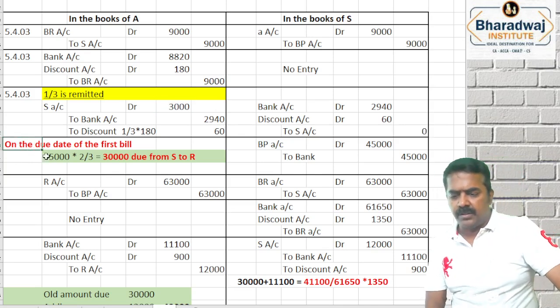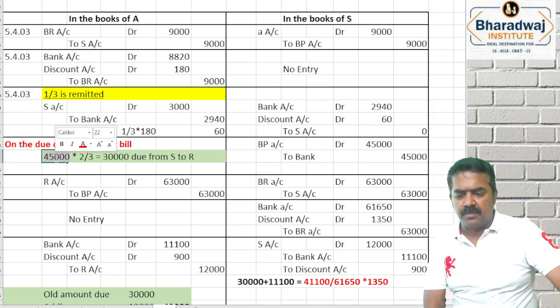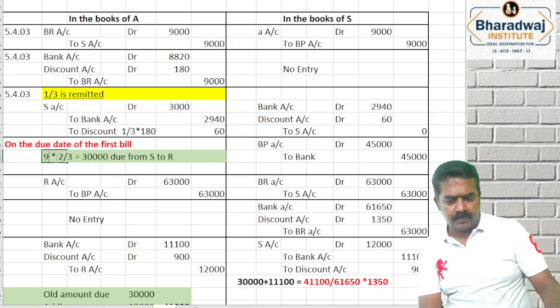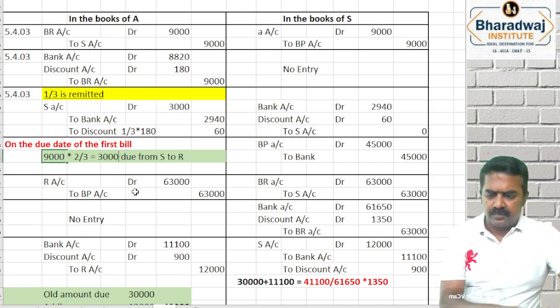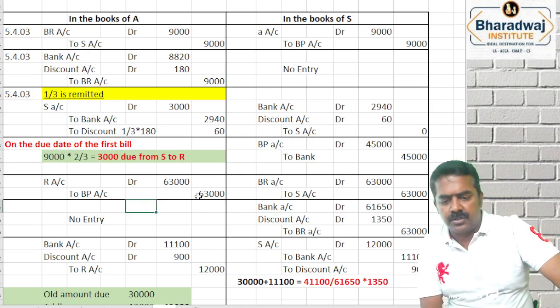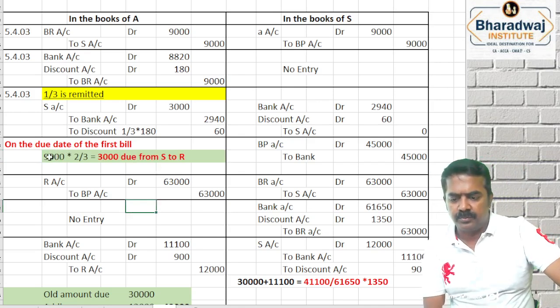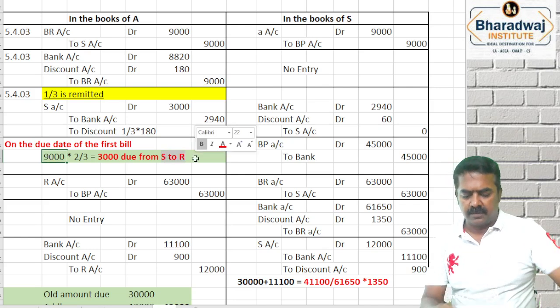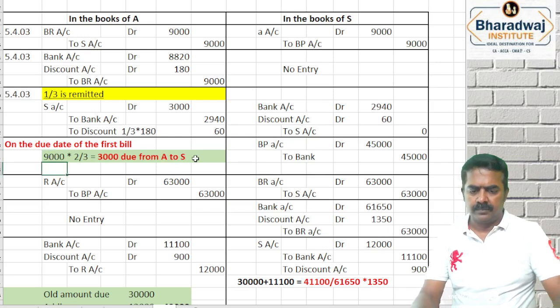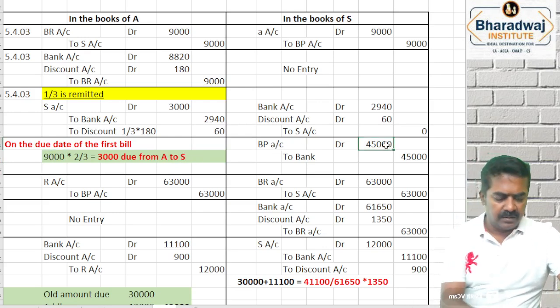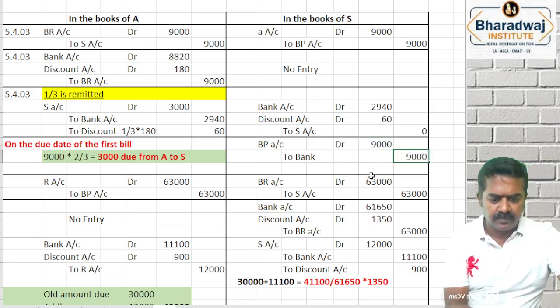On the first due date of the first bill, 1/3 already அனுப்பிச்சாச்சு. இப்போ பேலன்ஸ் எவ்வளோ அனுப்பணும்? 9,000ல 2/3. 3,000 is due from whom to whom? A to S. He has to pay for the bill. How much he has to pay? 9,000 he has to pay for the bill.